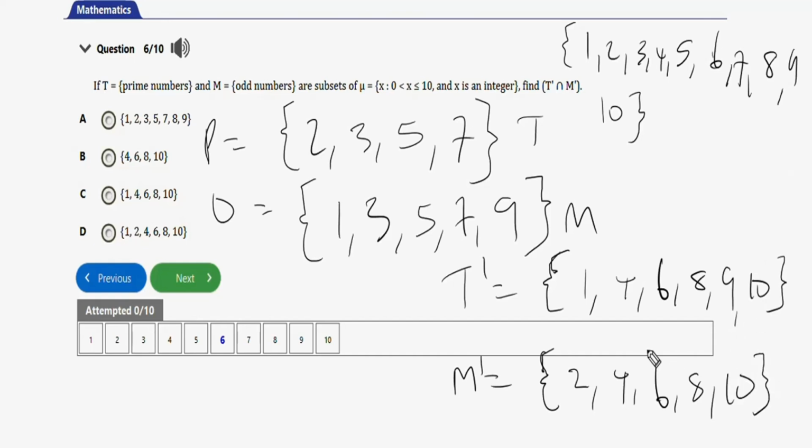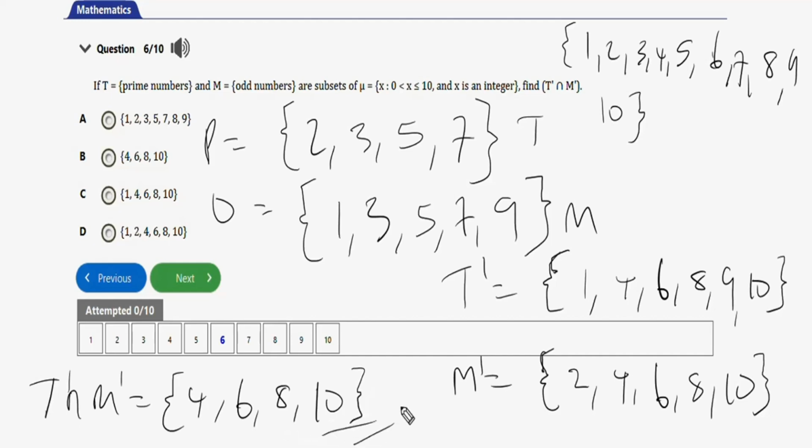Okay, so therefore our T prime intersect M prime, or complements, will be the common values: there is 4, there is 6, there is 8, and there is 10. So this will be the answer, 4, 6, 8, and 10. The right option is what? Option B. Okay, so now I can deal with this problem, as simple as this.